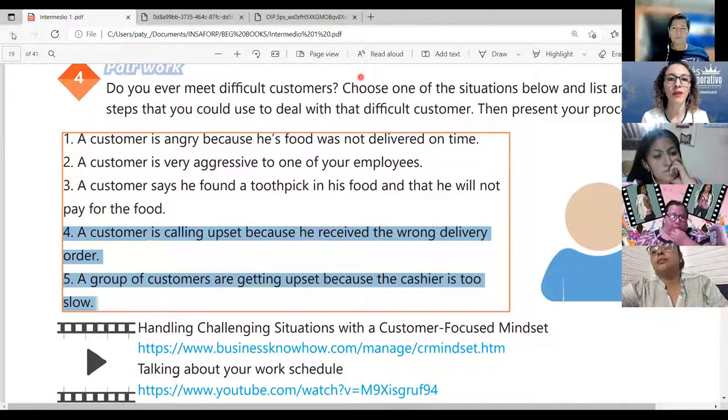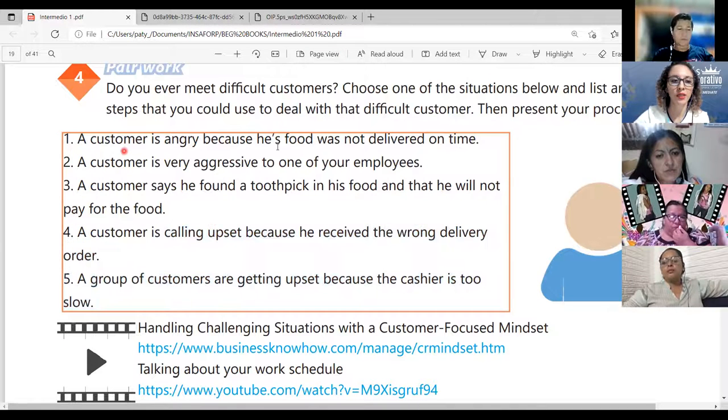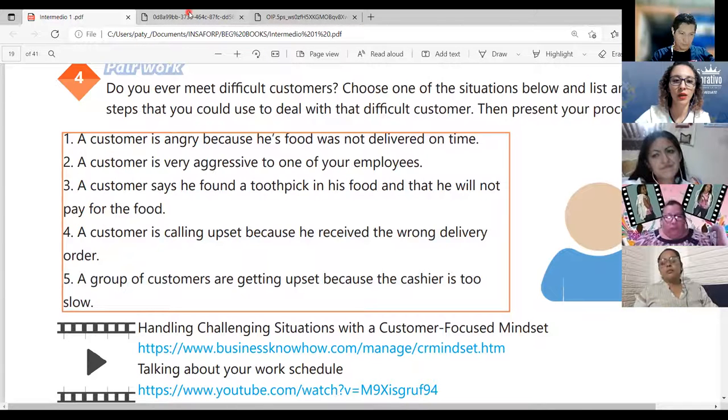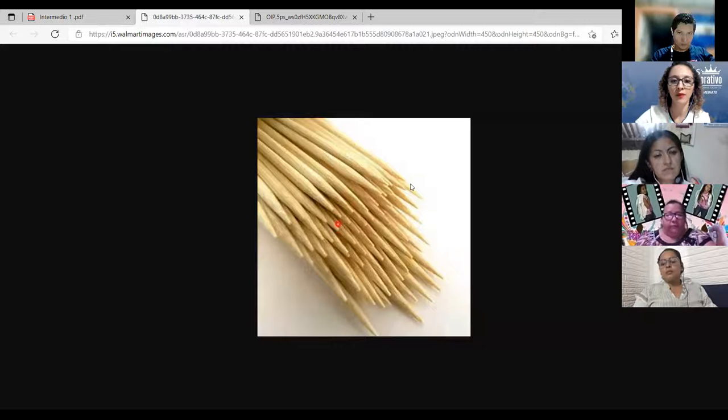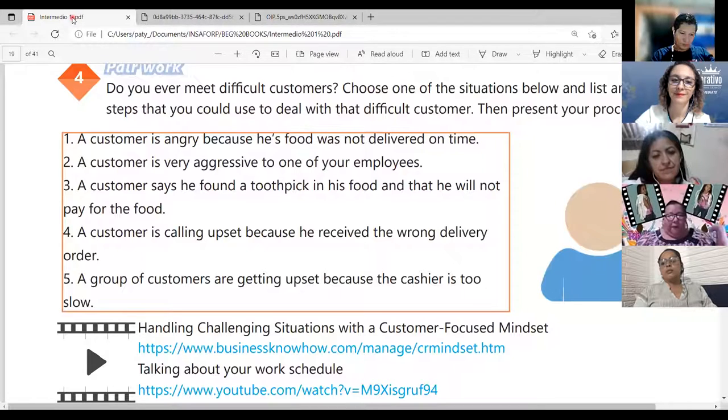Okay, any new vocabulary in these problems or situations that you need help with? ¿Hay algún punto que no es entendible? Galileo. Toothpick. Esto que ve aquí en las pictures, Galileo. Esos son toothpicks. Okay. Anything else?